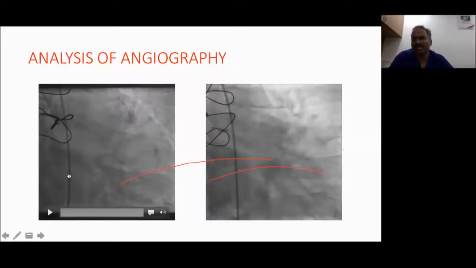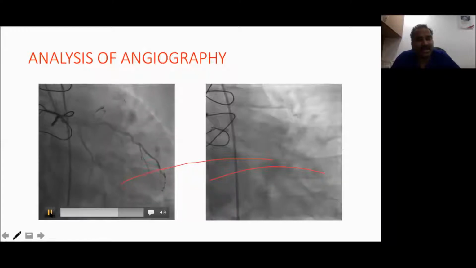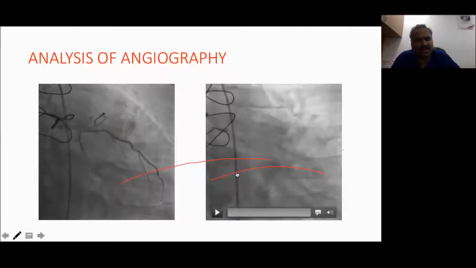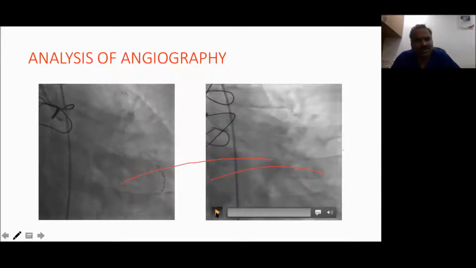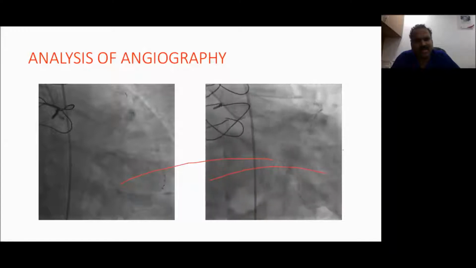And coming to the analysis of angiography. Now, I would like to show a few angiograms, and then we'll try to discuss these angiograms. So you can see this is a native left angiography in a post CABG patient, and you see this again in another patient.